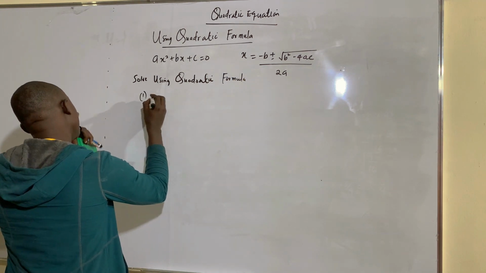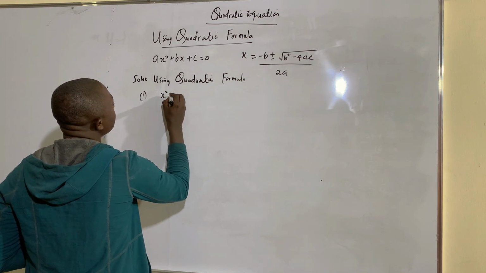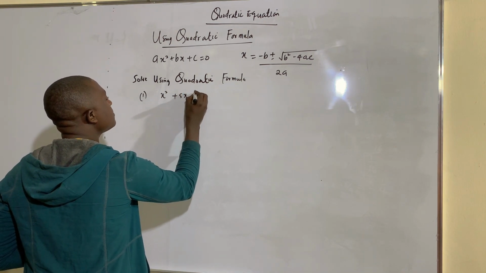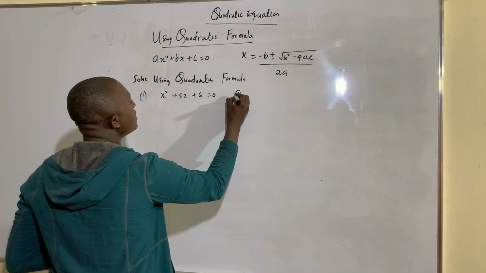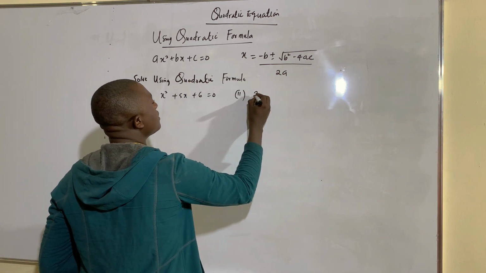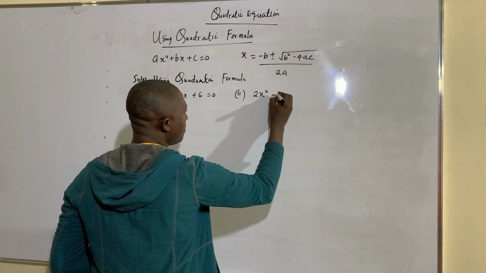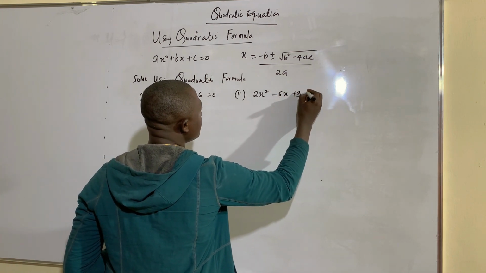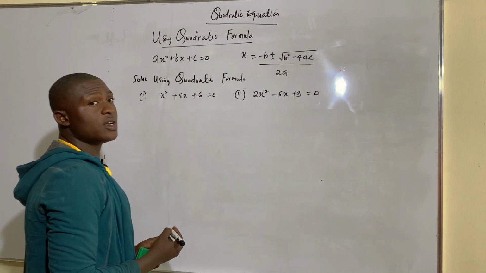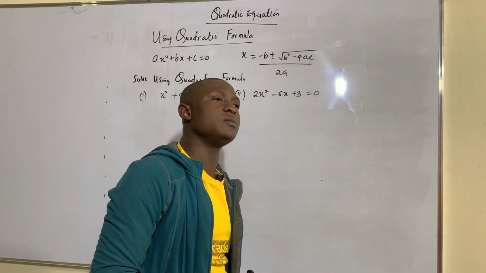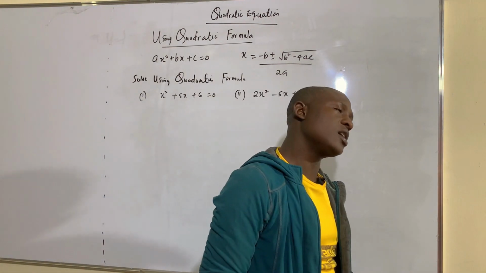Say we have x squared plus 5x plus 6 equal to 0. So the second one, let's say we have 2x squared minus 5x plus 3 equal to 0. So let's see how we can approach these two problems using the quadratic formula.